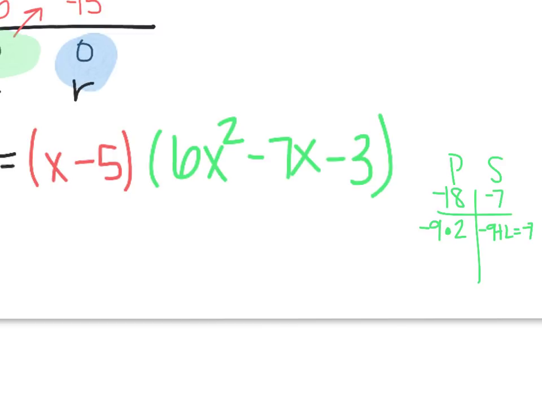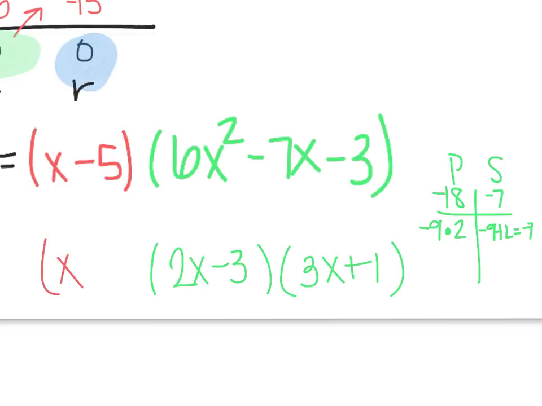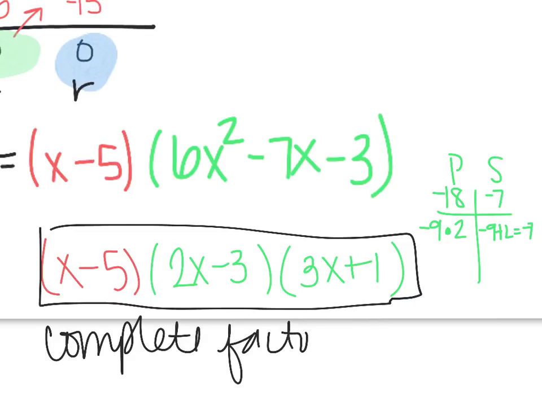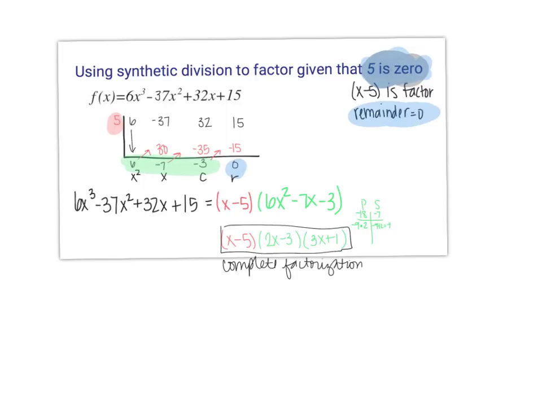So whether you swing and divide or you do factoring by grouping, it doesn't matter. You're going to end up with 2x minus 3 times 3x plus 1. Don't forget to bring down that x minus 5. And what we have just figured out, what we have just done, this right here is the complete factorization of my original problem. It means if I were to try and completely factor 6x cubed minus 37x squared plus 32x plus 15, I should get that.